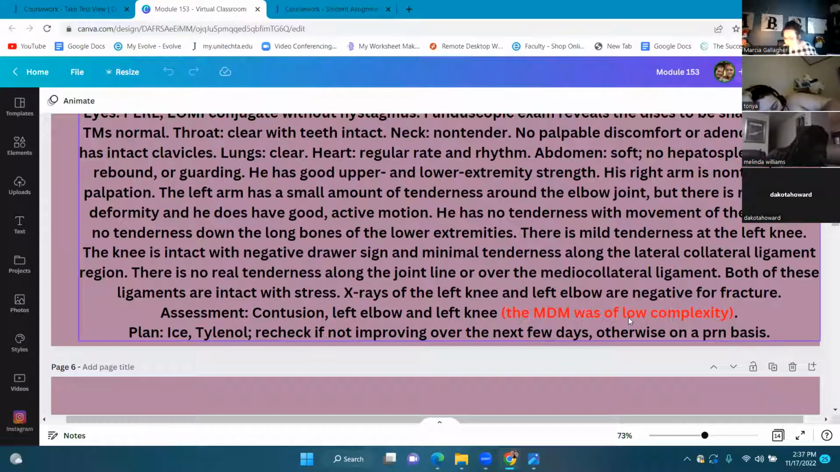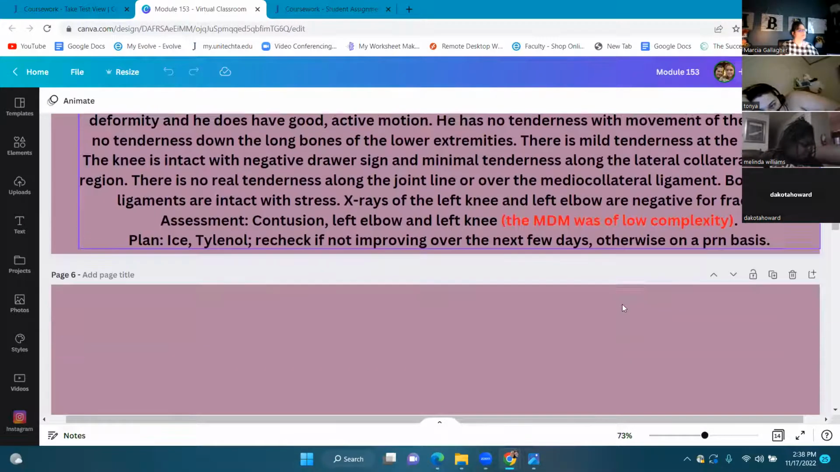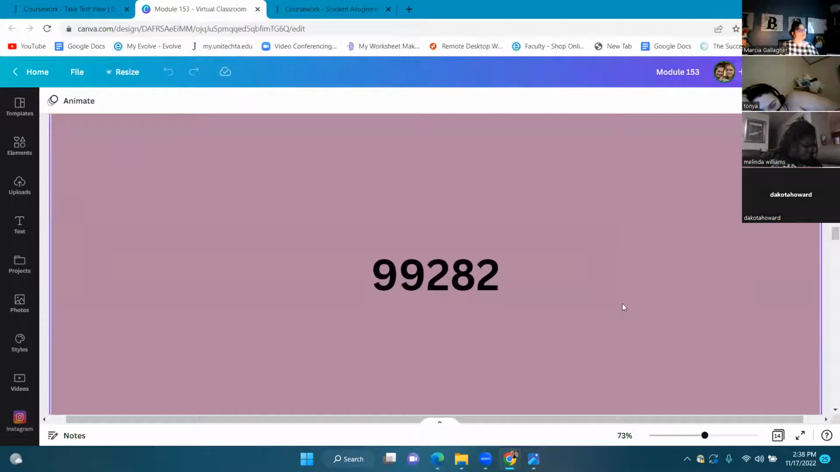So we need a medical decision-making of low complexity for a new or established patient of the emergency room department. Is it 282? 99282. Does everybody agree? Yes. 99282 is correct.